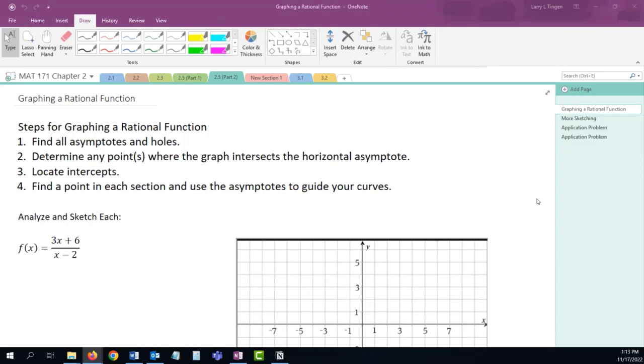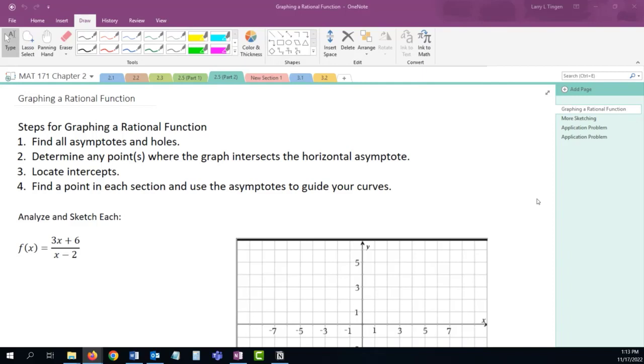So the SLO assignment is open in ALEKS. The test is open in ALEKS, and you've got 5 days, which should be plenty. We're going to finish the last 4 pages of the 2.5 notes.